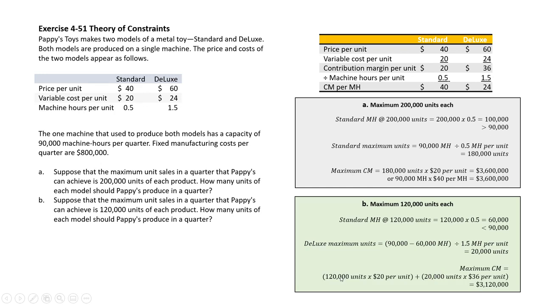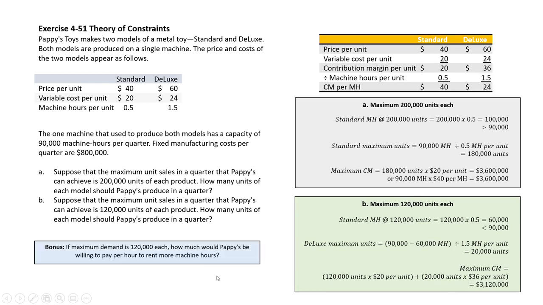120,000 units of standard times $20 per unit. 20,000 units of deluxe times $36 in contribution margin per unit. And my maximum contribution margin, if the maximum I can produce is 120,000, is $3,120,000. So I want to add some extra things onto this, again, just setting you up in a good place, both for the real world and also the exam.